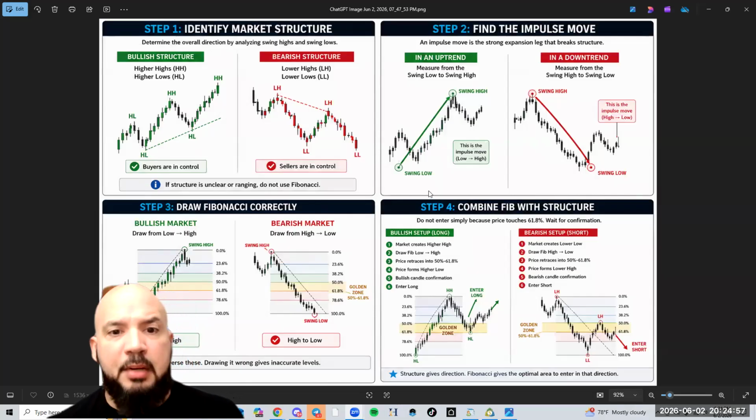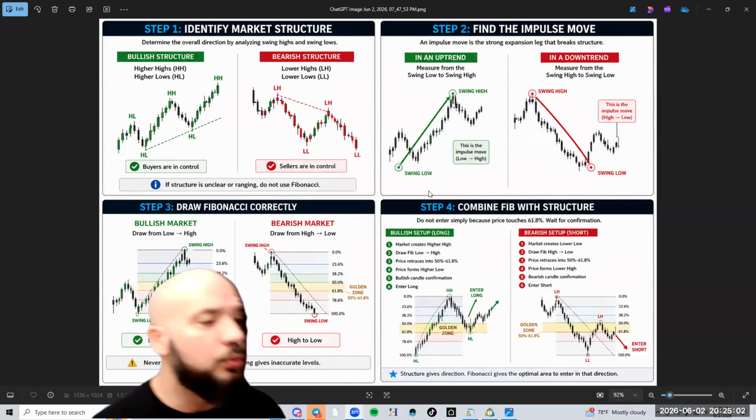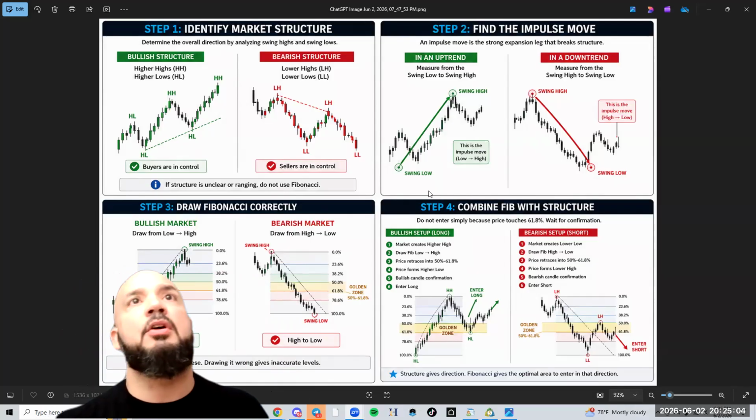All right, welcome everybody to the Fibonacci lesson. This is a very specific tool used to measure retracements in the market.